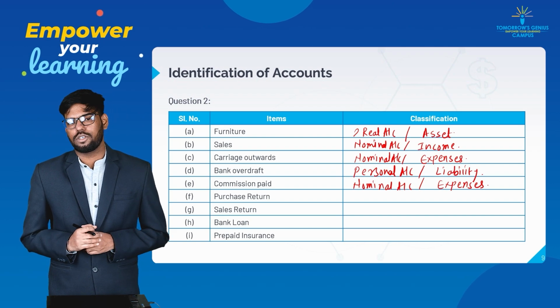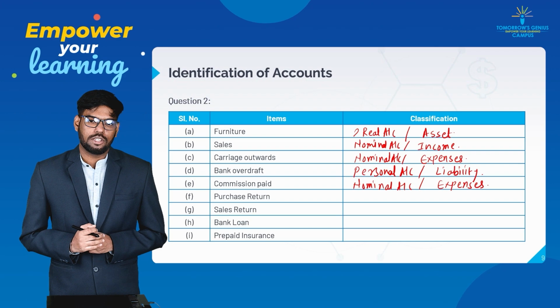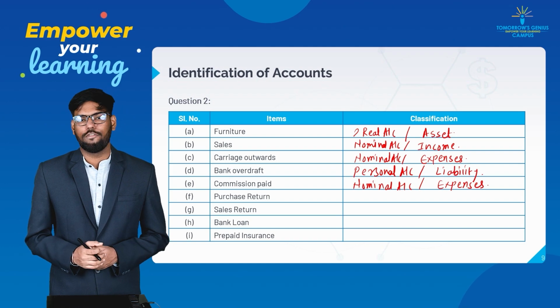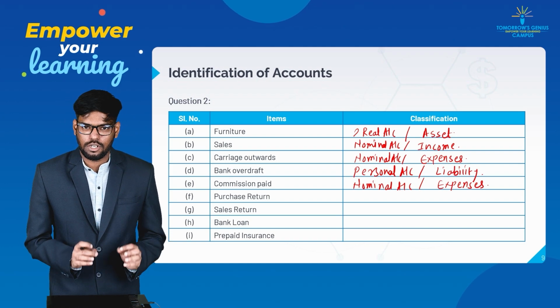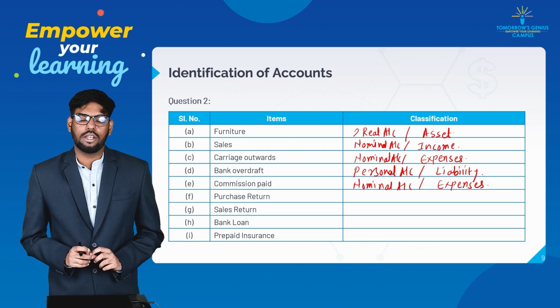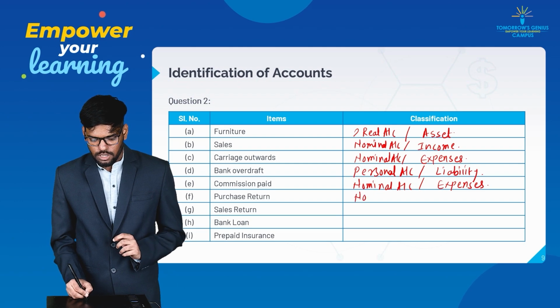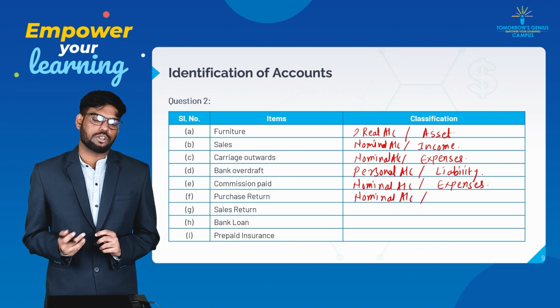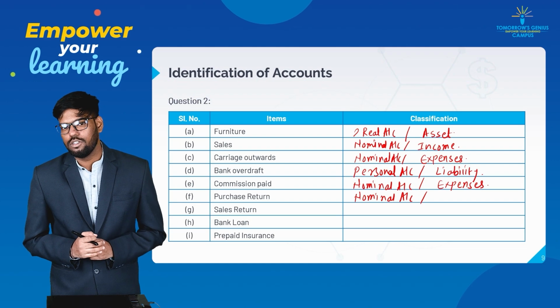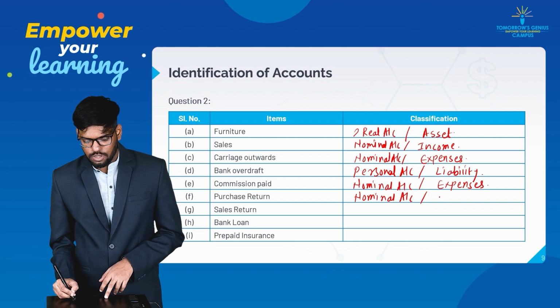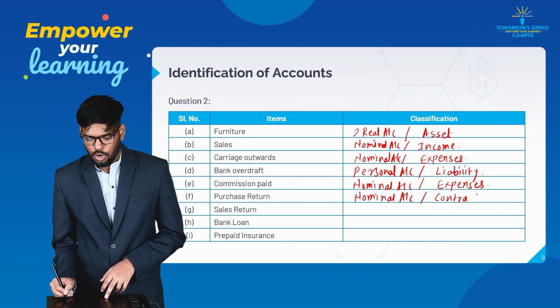So what we have to do about this purchase return, how can we identify it, right? See, purchase, as we know, is an expense and that will fall under the category of nominal account. Similarly, purchase return is also a nominal account as per your traditional approach. Now, from the modern approach, is it an expense? No, sir, it's not an expense, right? So it will be categorized as contra expenses account. The term is contra expenses account, right?